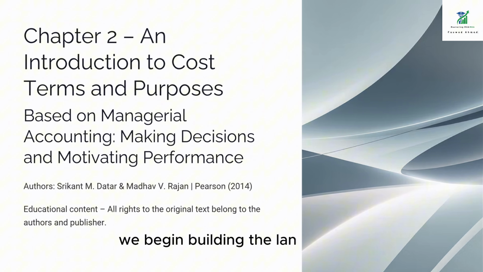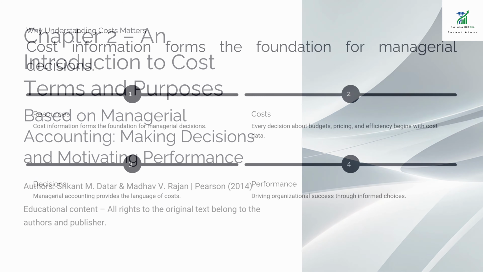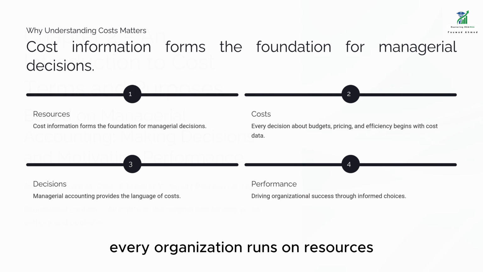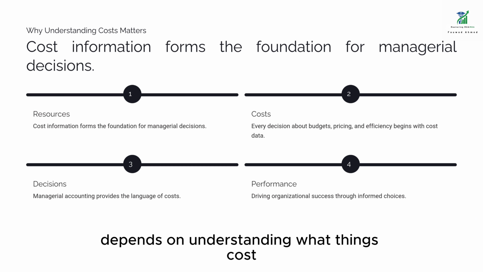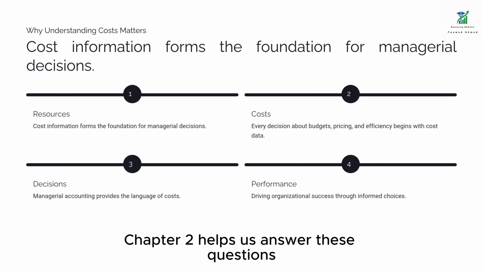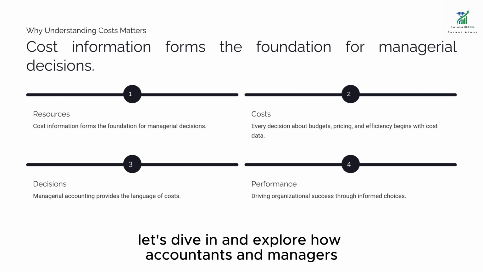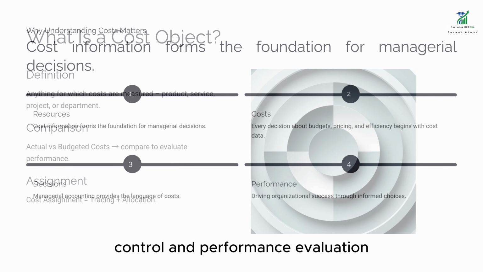In this chapter, we begin building the language of managerial accounting, the language of costs. Every organization runs on resources, and every decision about those resources depends on understanding what things cost, why they cost that much, and how those costs behave. Chapter 2 helps us answer these questions. Let's dive in and explore how accountants and managers classify costs to support planning, control, and performance evaluation.